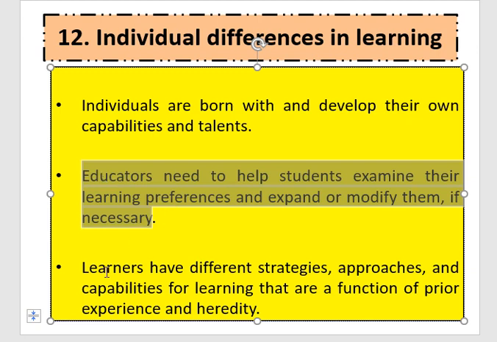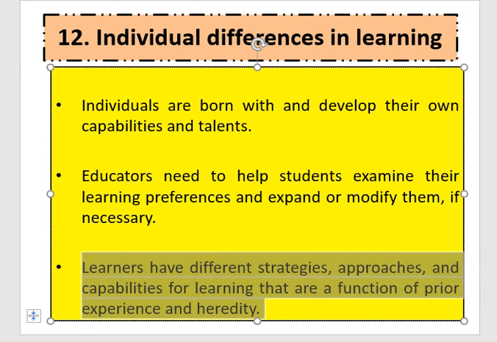Okay? And we have here learners have different strategies, approaches, and capabilities for learning that are a function of prior experience and heredity. So again, go back to the simple thought of this principle. May iba-iba tayong kakayahan. We have different ways on approaching things. For example, there is a problem. You encountered a life problem. May mga tao na umiiyak sila pag may problema sila. May mga tao na parang wala lang.